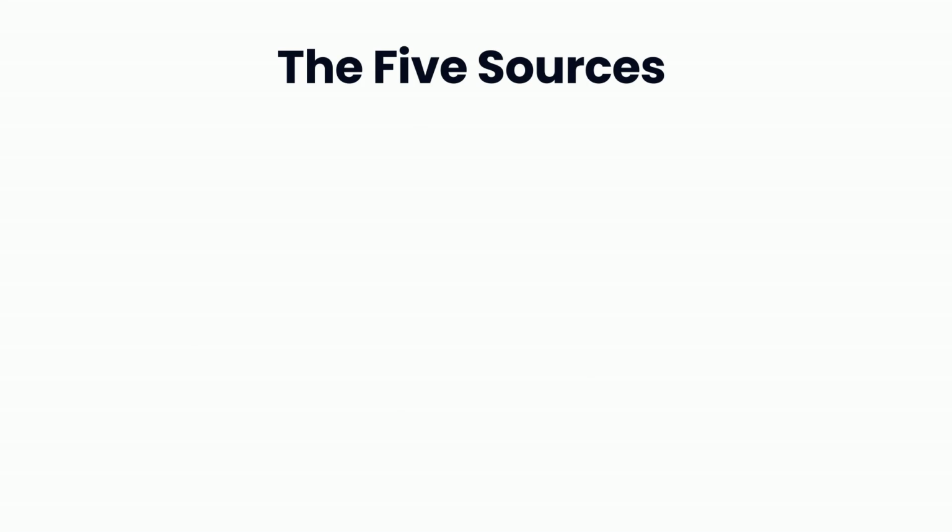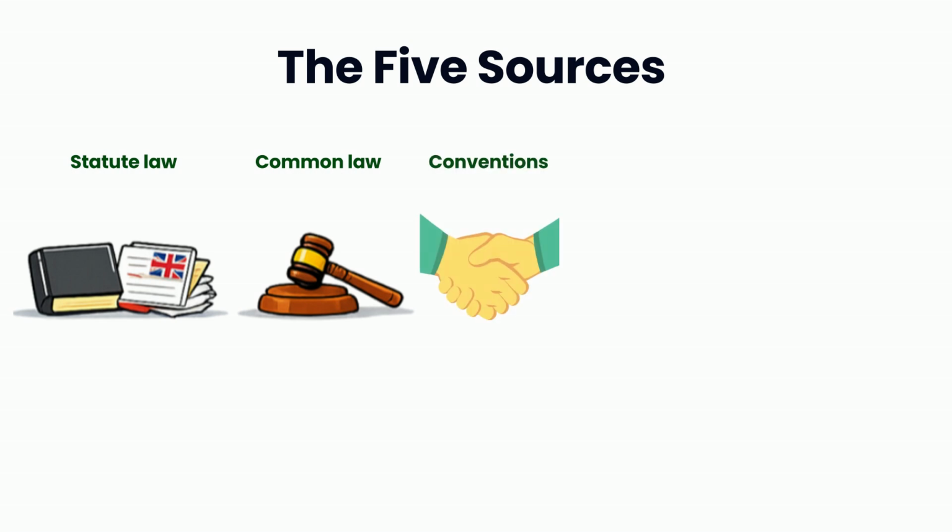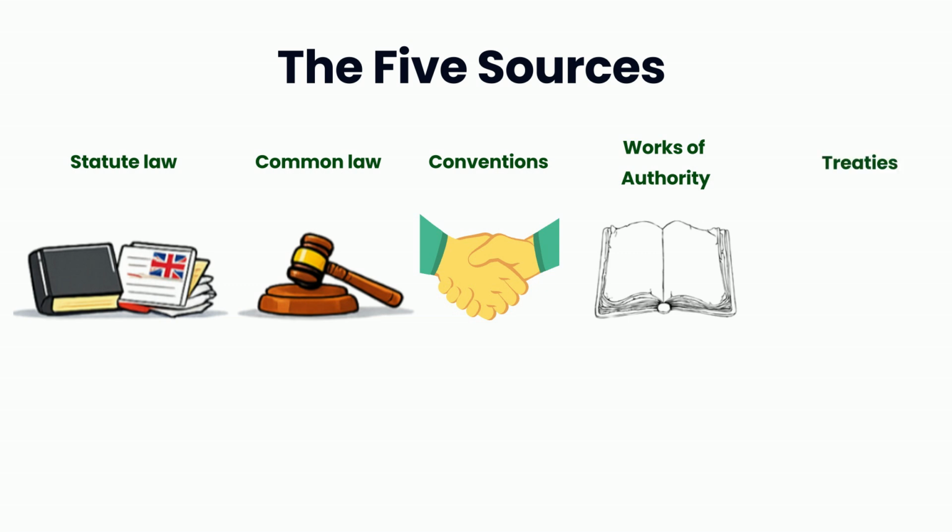The UK Constitution comes from 5 main sources. Statute law. Laws passed by Parliament, like the Human Rights Act. Common law. Legal principles developed by judges over time. Conventions. Unwritten traditions, like the Prime Minister being an MP. Works of authority. Important books that explain how the system works. And treaties. Agreements with other countries, like NATO.